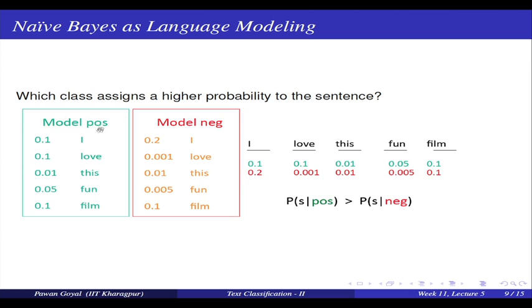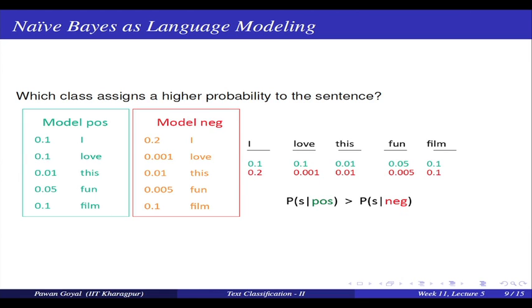And now you have the probability of different words as per these classes. Suppose your positive model gives a probability of 0.1 to I, 0.1 to love, 0.01 to this, 0.05 to fun, and 0.1 to film. So that says, okay, in the positive class you have words like love, fun, etc. coming up a lot.